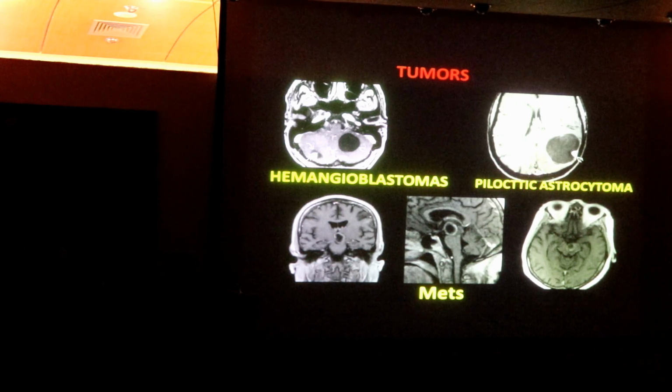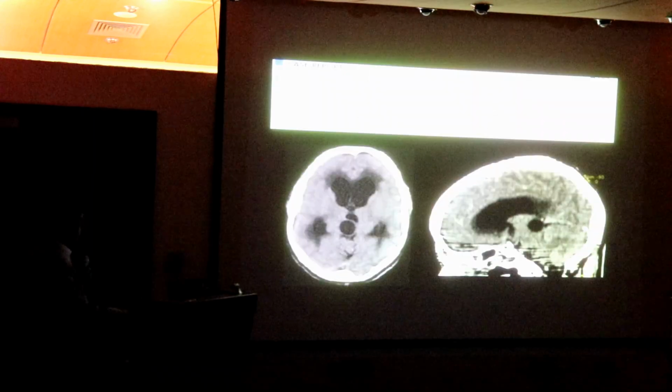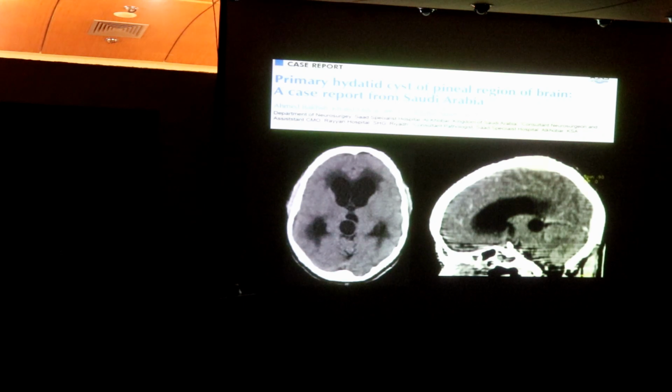These are a collection of tumors that came across my way. Again, this is hemangioblastoma. There is no nodule inside, just the wall. Very tiny nodule, of course, we found. Pilocytic astrocytoma. You may not get the nodule. Mets. Would you imagine that this is metastasis in the brainstem?